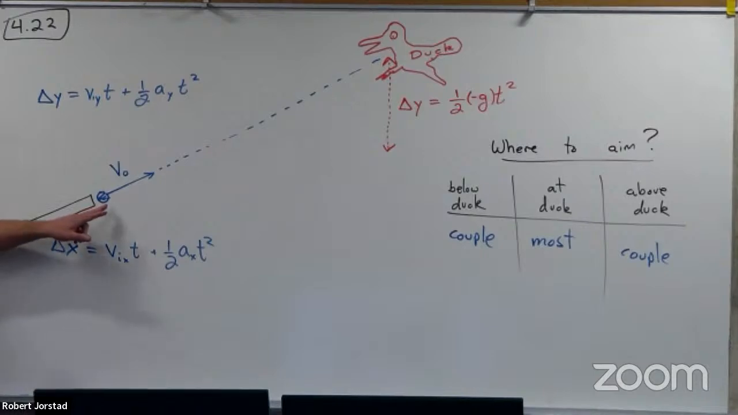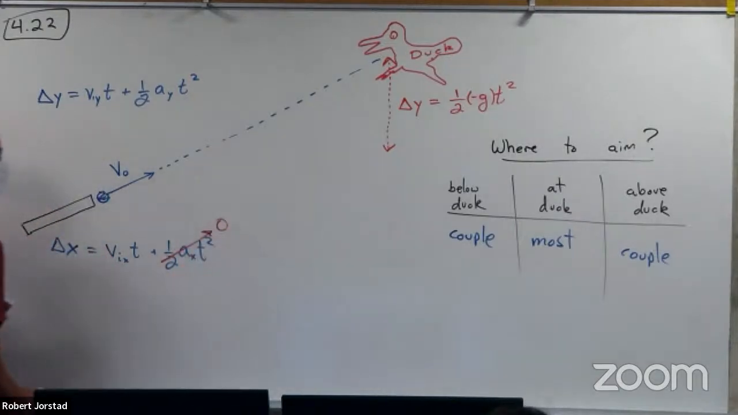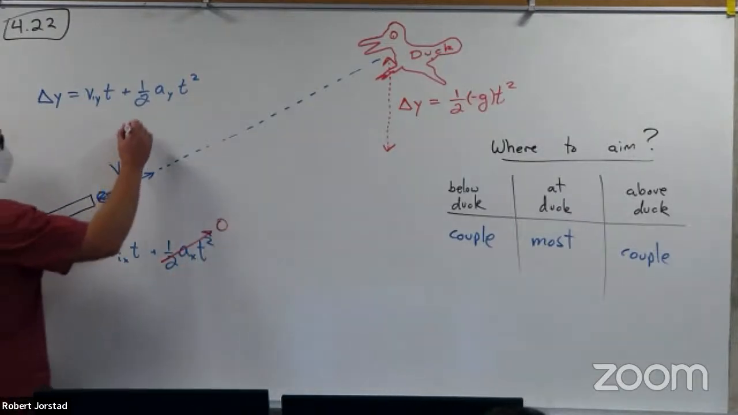Is the acceleration constant after the ball leaves the gun? After the ball leaves the gun, not while it's in the gun. After it leaves the gun, we typically ignore air resistance. There's only one force, gravity. It's a free fall problem. Is it constant acceleration after it leaves the gun? Yes. What are the acceleration components? 0 in the x. Negative g.